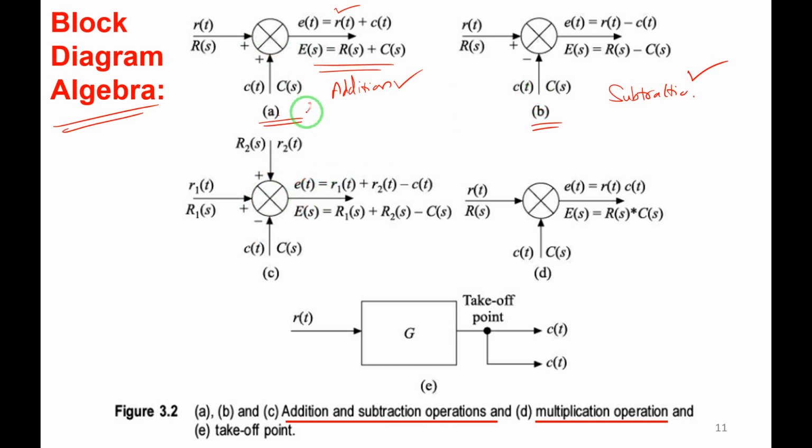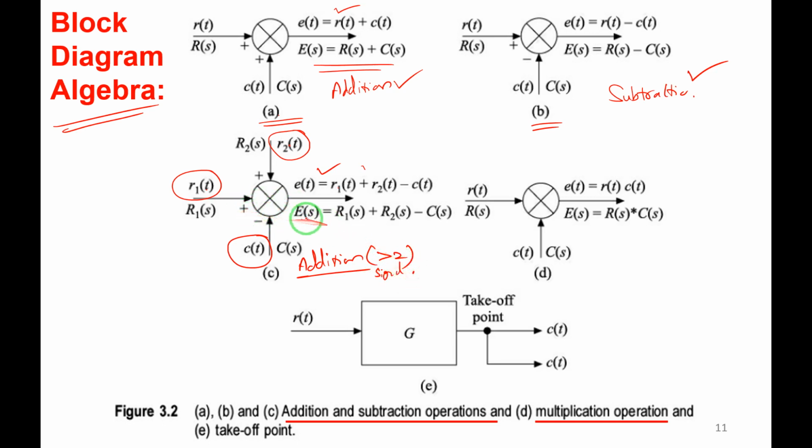If there are more than two signals, let me take an example. R1 of t is one signal, R2 of t is another signal, and C of t is another signal. All three, more than two signals. Observe the sign here: C of t is subtracted. R1 of t and R2 of t are added at the summing point. So the output E of t is equal to R1 of t plus R2 of t minus C of t. This is also an addition operation, but the signals are greater than two.